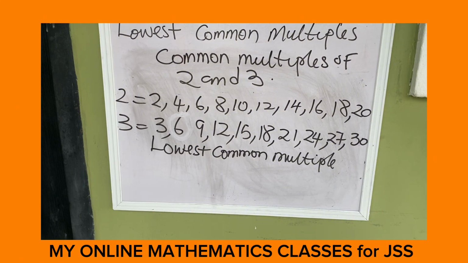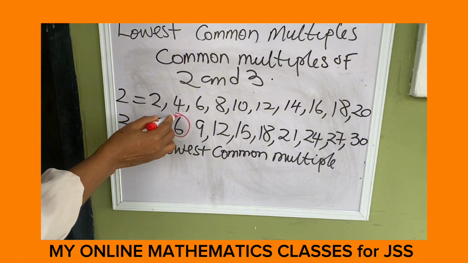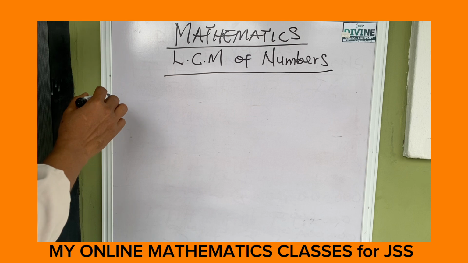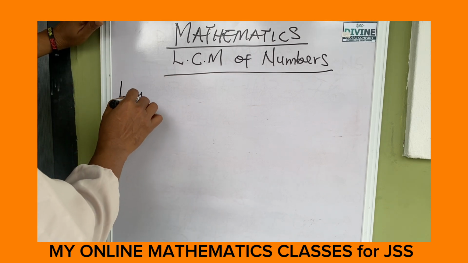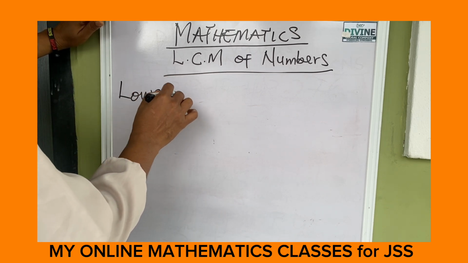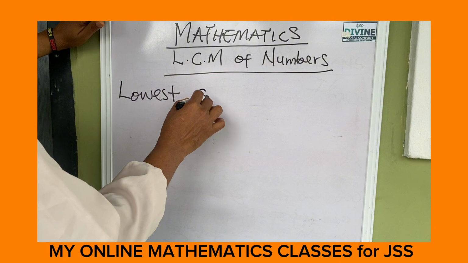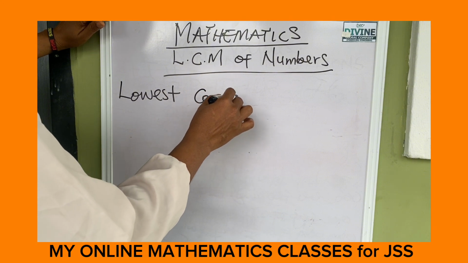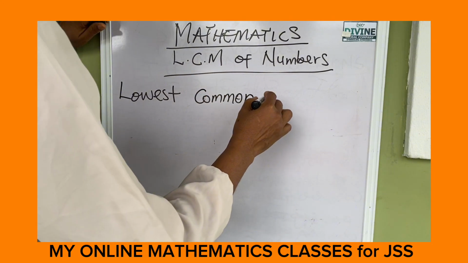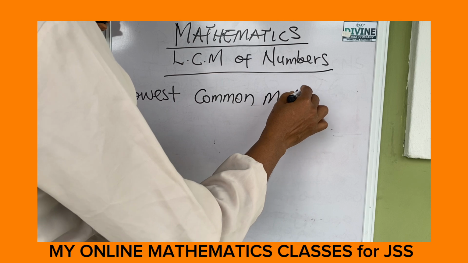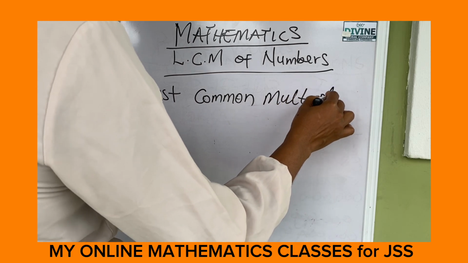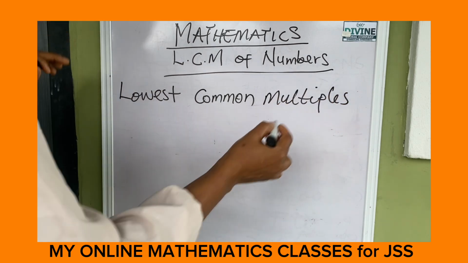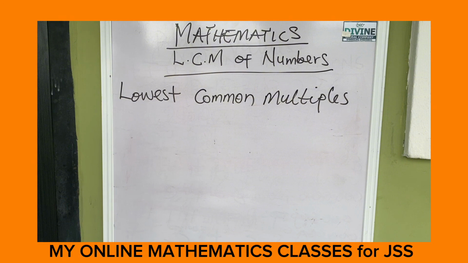All right, let's go ahead for today's class. So we are going to look at the LCM of numbers. First of all, we start with what is the meaning of LCM. It means the lowest common multiple. Okay, so when we talk about multiple, what do we mean by that?